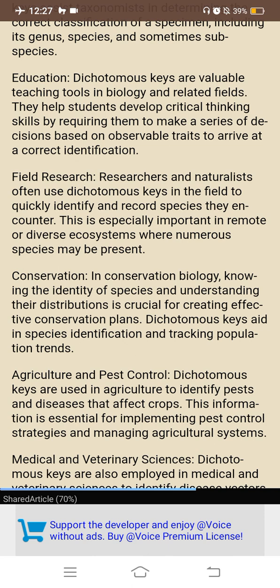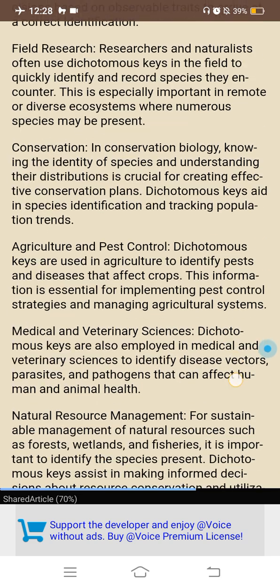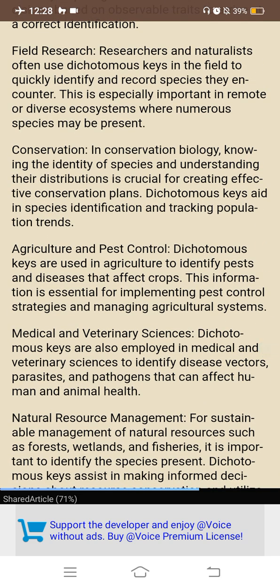Also helpful in field research. Researchers and naturalists often carry dichotomous keys in the field to quickly identify and record species they encounter. This is especially important in remote or diverse ecosystems where numerous species may be present. Conservation. In conservation biology, knowing the identity of species and understanding their distributions is crucial for creating effective conservation plans. Dichotomous keys aid in species identification and tracking population trends.